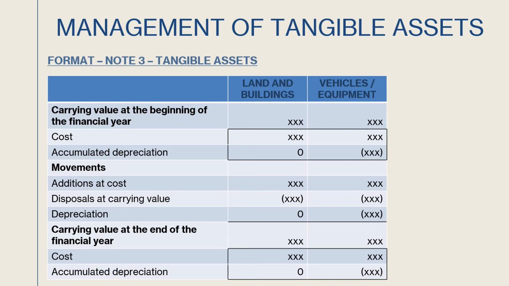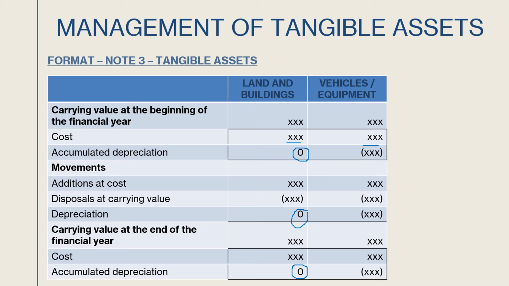Okay, the format of your note 3, you should be familiar with this. We've worked with this already during this year in the first term when we did the financial statements. Remember, we always start with a carrying value at the beginning of the year, which consists of the cost price at the beginning of the year. And then just remember, for land and buildings, there won't ever be depreciation. So accumulated depreciation, depreciation, and accumulated depreciation at the end of the year, it's always going to be nothing because we don't make provision for depreciation on land and buildings.